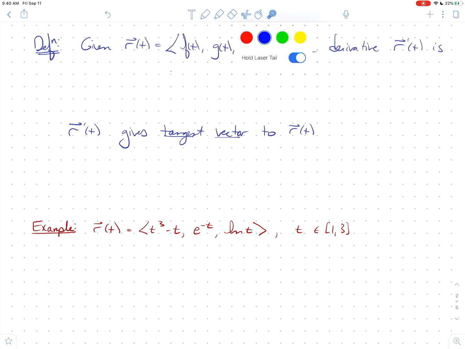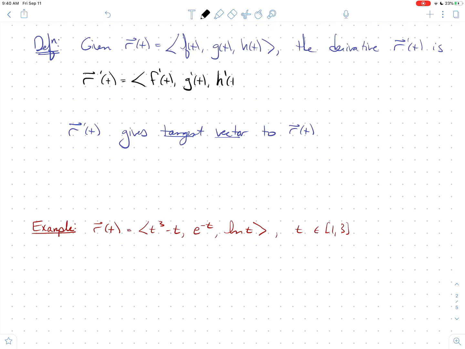So given a vector function, r of t is f of t, g of t, h of t, the derivative, which we're going to denote r prime of t, is exactly what you think it should be. It's just r prime of t is f prime of t, comma, g prime of t, comma, h prime of t. And the reason why this is the case is because of the definition of the limit that we gave just a little bit ago in the last video.